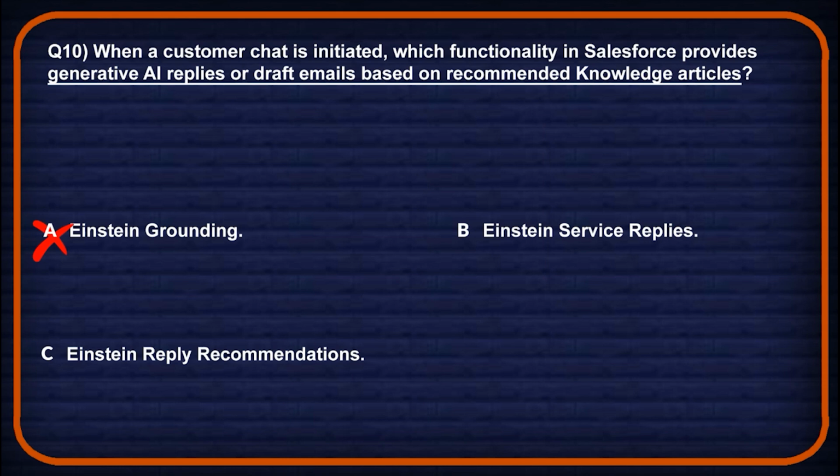Option B. Einstein Service Replies. This feature generates AI-powered replies or draft emails during customer chats, leveraging knowledge articles. Hence this is the right answer. Option C. Einstein Reply Recommendations provides suggested quick responses but not full generative AI replies or draft emails. Hence not the right choice.